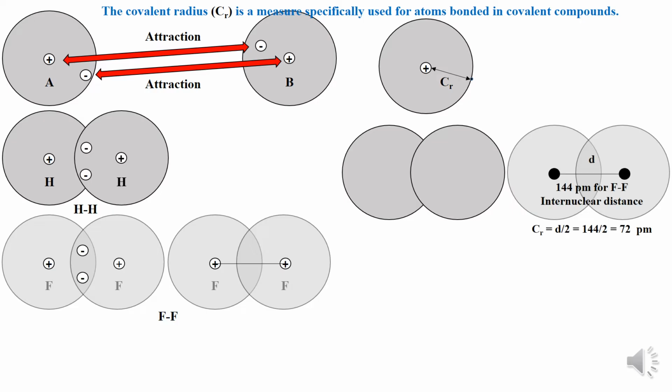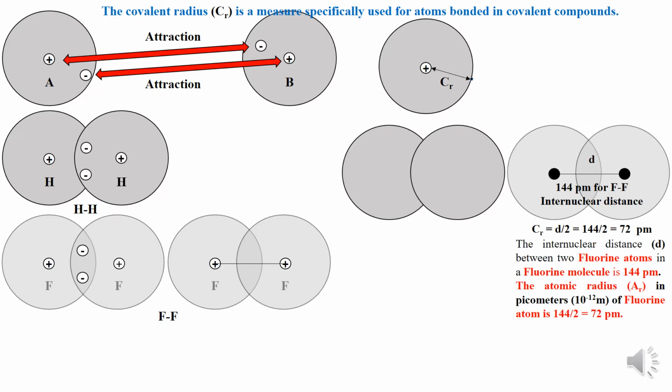So in case of fluorine molecule, a covalent bond is formed. So the electron density is more between the two nuclei. So the shared pair of bonding valence electrons is halfway between the two nuclei, and therefore you can measure the internuclear distance and take the average. So 144 picometers is the internuclear distance for fluorine molecule. And when you take an average, divide by 2, you'll get a value of 72 picometers.